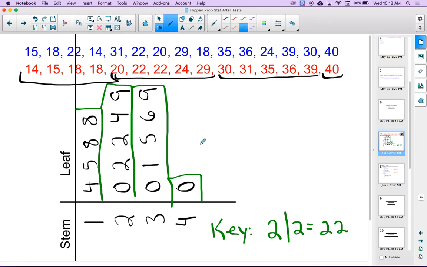Pretty neat fact. I was a lot older than you when I found that out. I was making stem and leaf plots for many years without having any clue what the reason for that was.